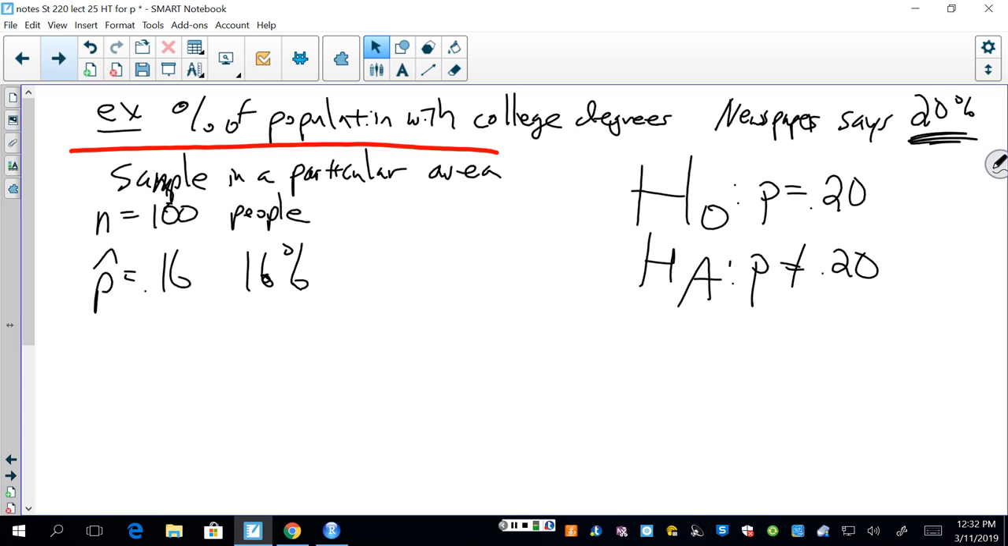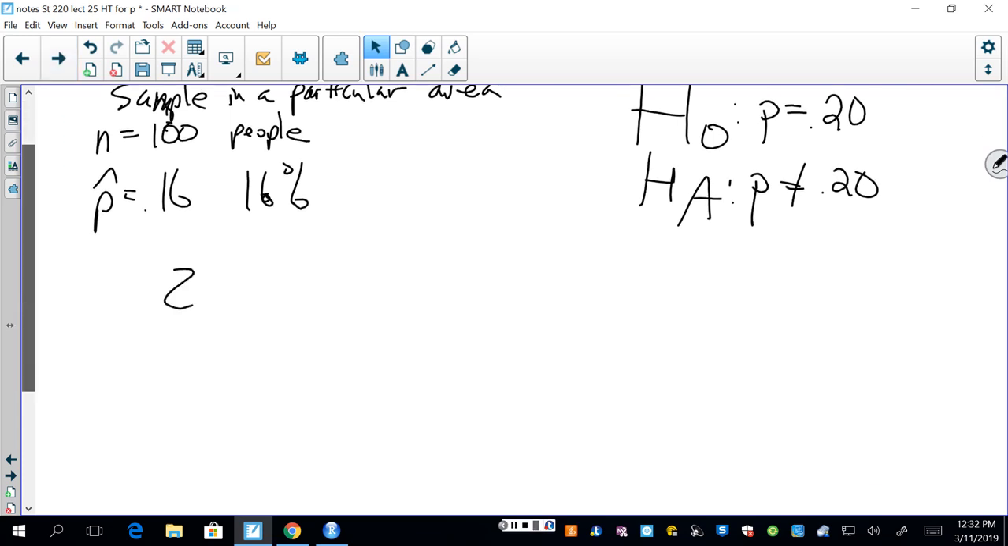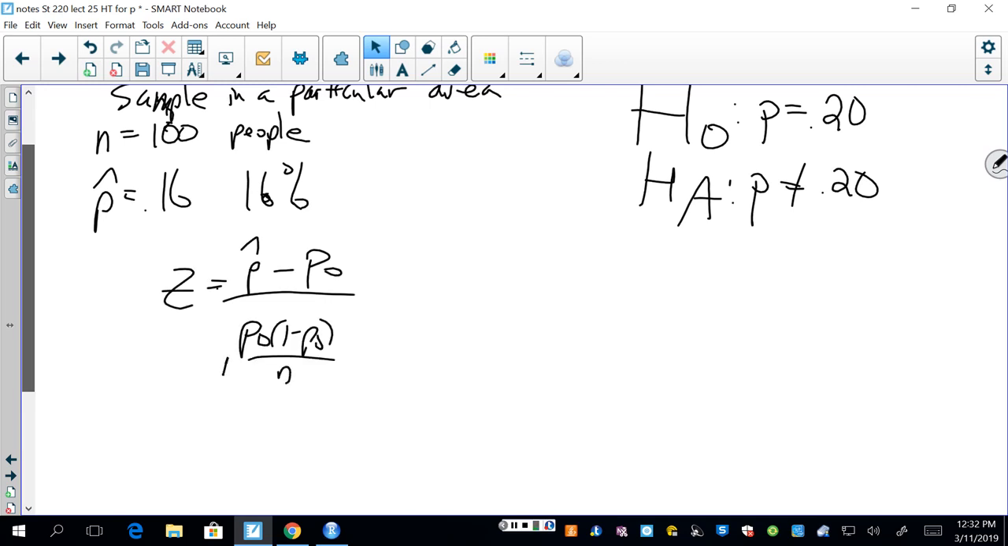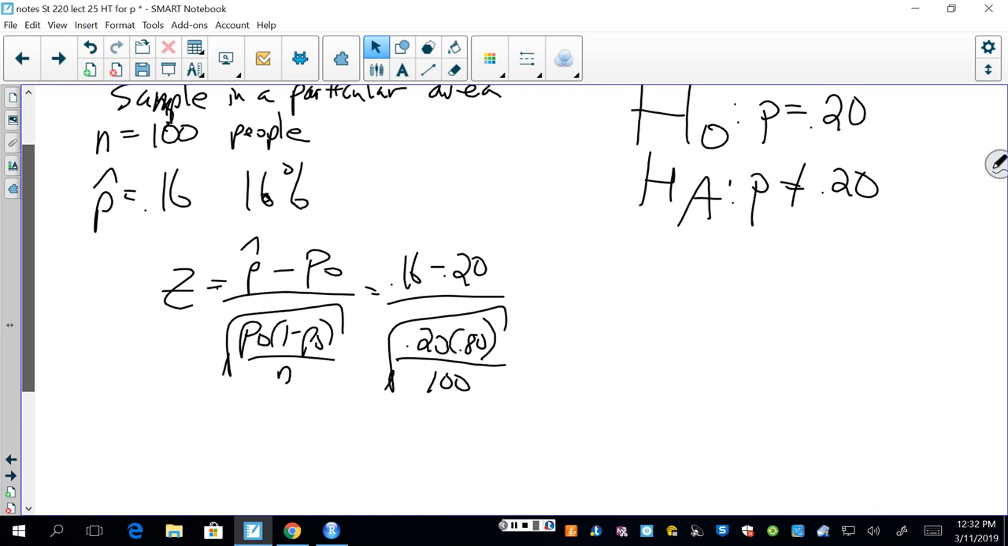Would you reject this one? So we do the z-value, p hat minus p0, over the square root of p0 times 1 minus p0, over n. And so 0.16 minus 0.20, and then 0.20 goes down in here, over 100. And so this would actually just be -1 as a z-value.